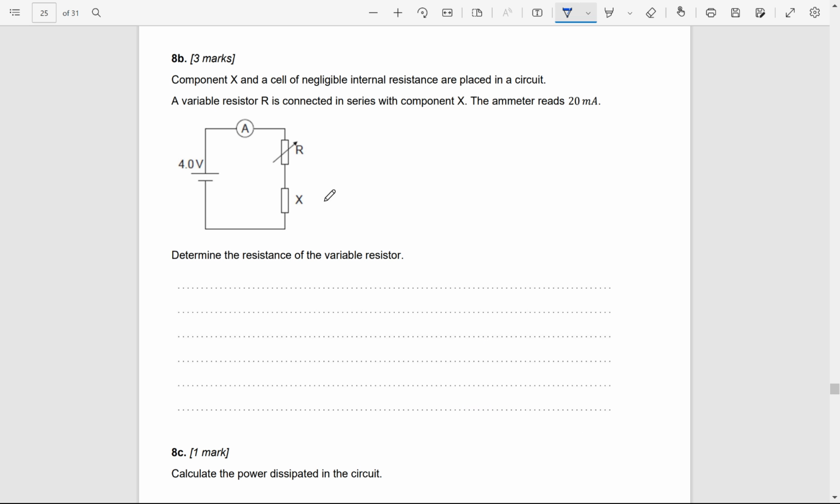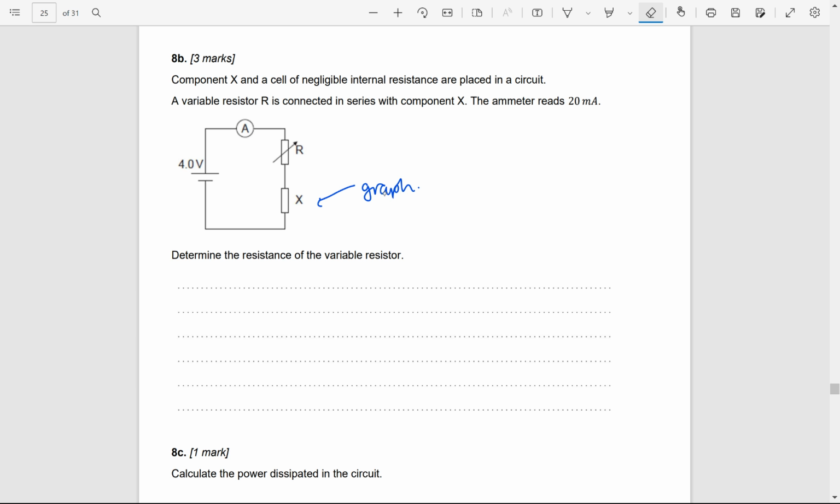For 8B, this one is the one that has the graph attached to it in 8A. What we've got is a series circuit. We've got the component from the graph, and then we've added a variable resistor in series with an ammeter, and we've got 4.0 volts input into the circuit. So determine the resistance of the variable resistor R. In order to do that, we're going to need to know a little bit more information.